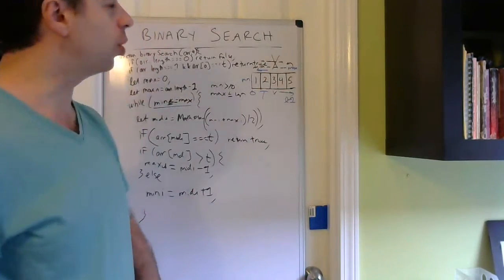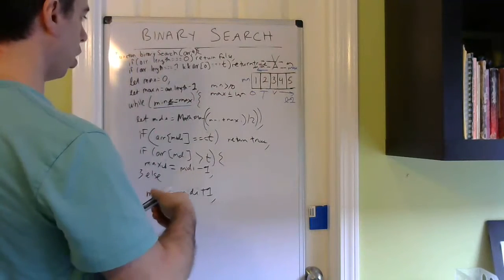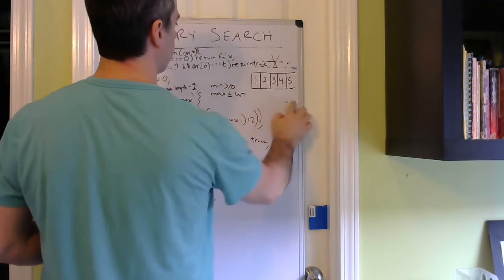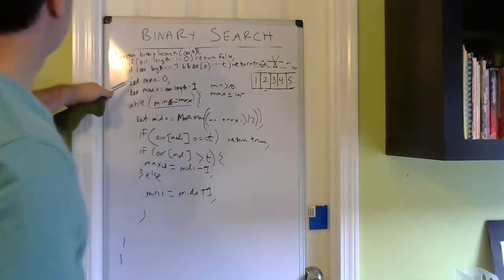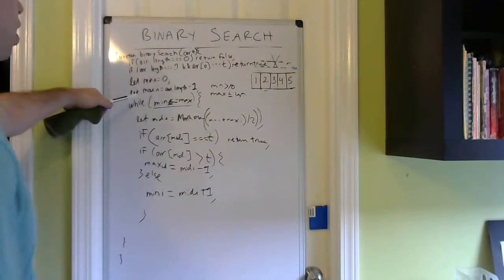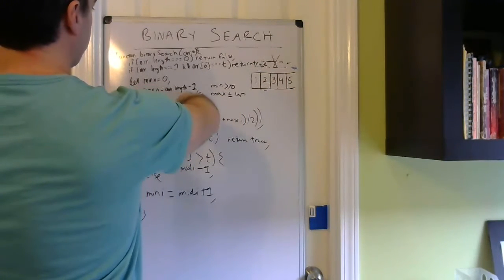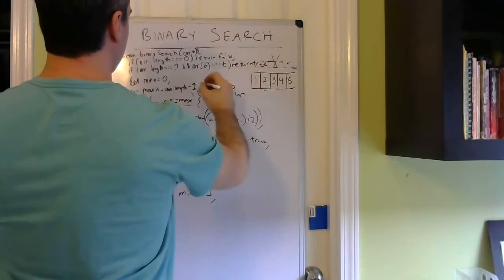So my target is 2. Is 2 in this list? Let's find out. So the target is, let's erase this, erase that. Target is 2. Minimum 0, maximum is out over here, array.length minus 1. So 1, 2, 3, 4, 5. This is 4.